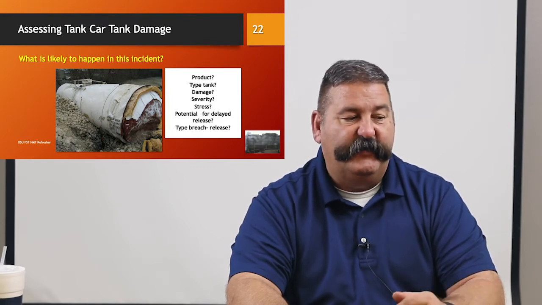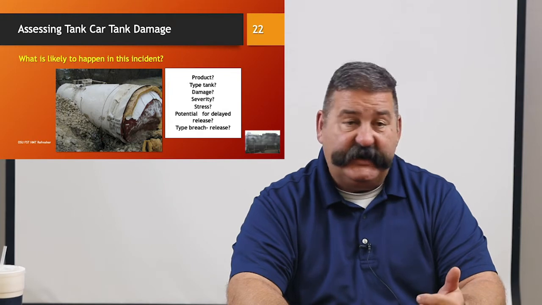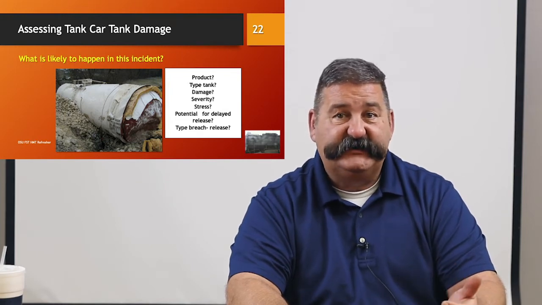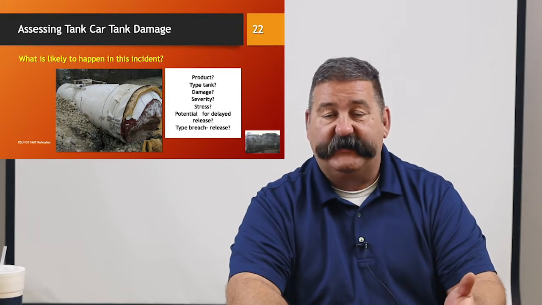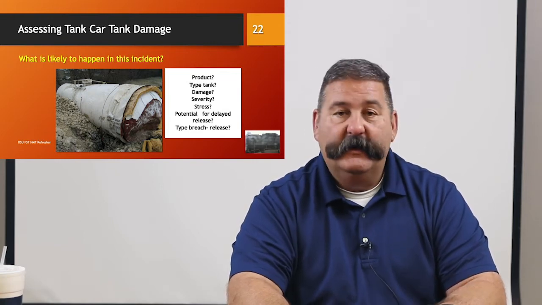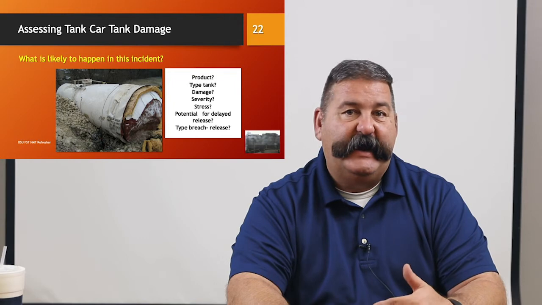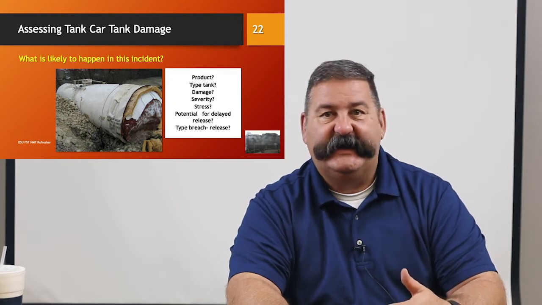And then what kind of breach can I have? What kind of release? Well, this one, it could be any number of ones. We can have from very small to a rapid release to a runaway crack to, again, something like a BLEVE. On this next video, you'll see what happens and what kind of damage these rail cars can actually take.